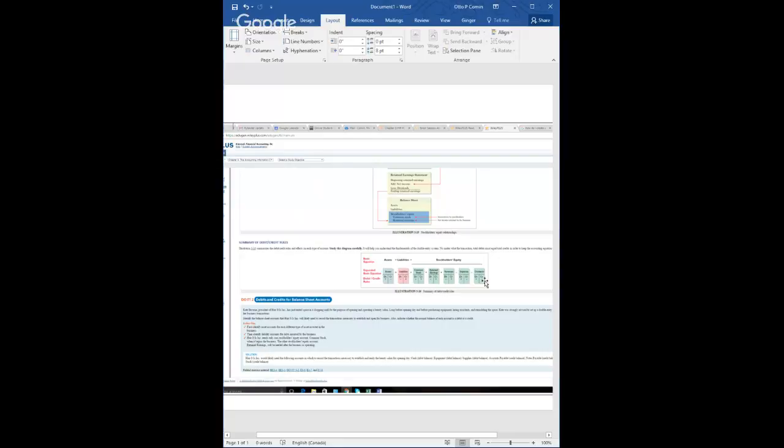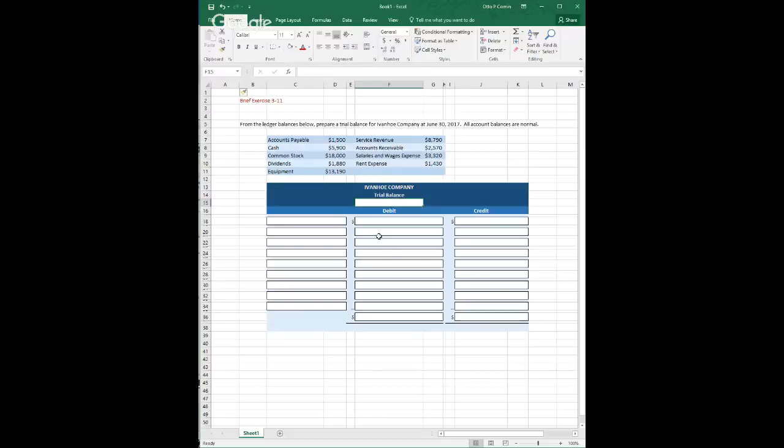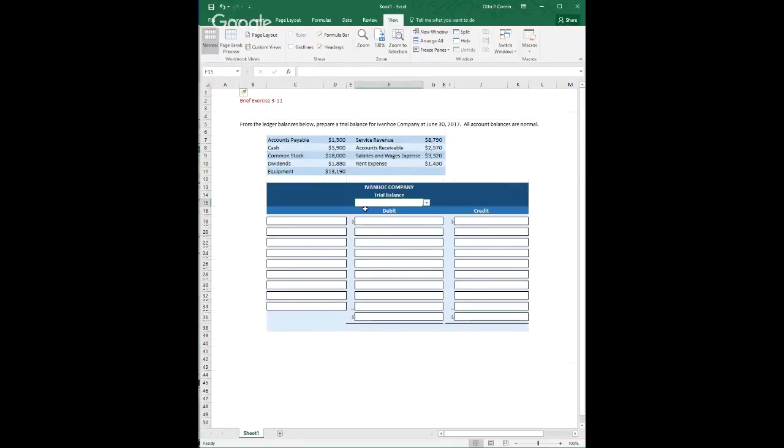Because Wiley doesn't allow you to open multiple windows at the same time, I created a copy of the spreadsheet in Excel. So it will look a little bit different, but it will be very similar. So this is the spreadsheet that I created for us so that we can work through this problem together.